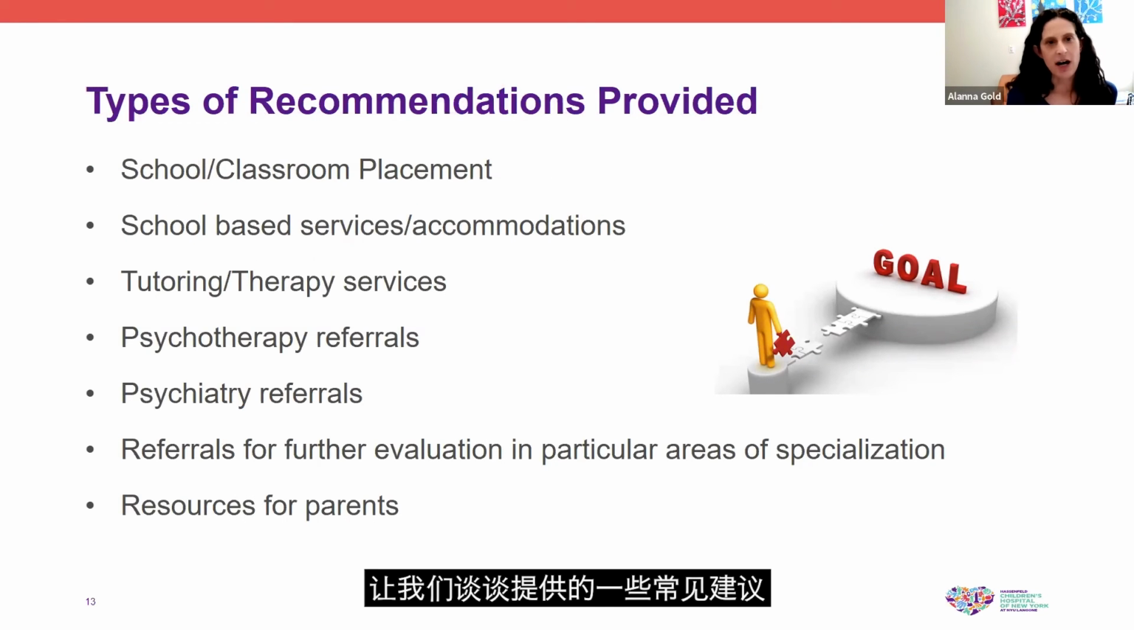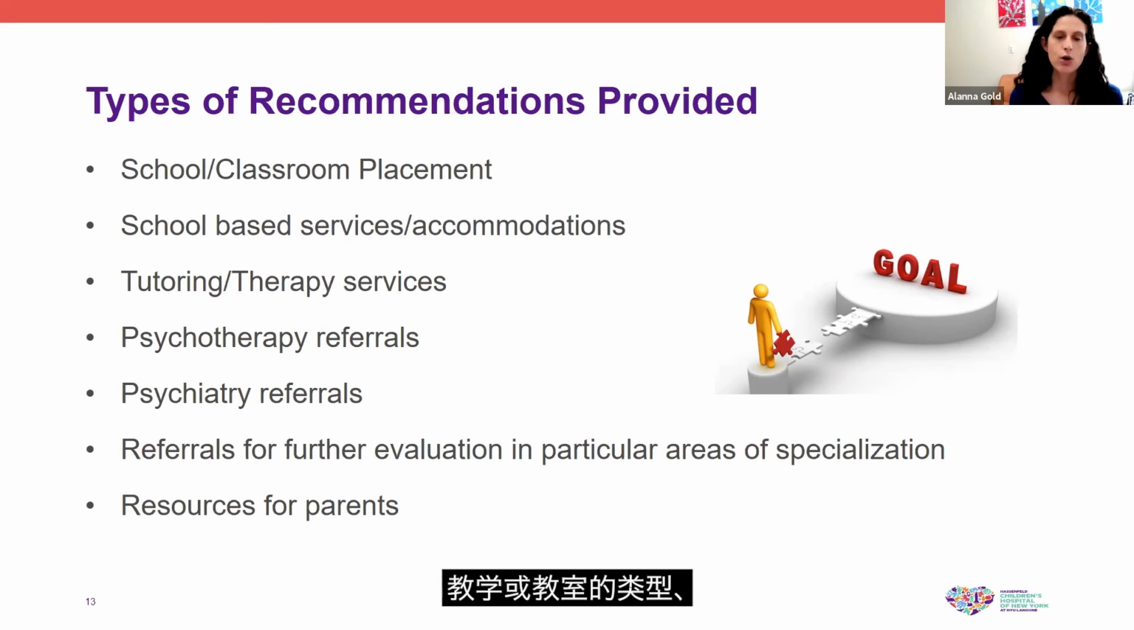Let's talk about some of the common recommendations provided or types of recommendations provided. A neuropsychological evaluation helps to make recommendations about educational placement, such as type of educational setting, type of instruction or classroom, what related services the child should be getting, such as speech language therapy, occupational therapy, counseling, and what accommodations should be afforded to that student. Classroom accommodations, testing accommodations, or maybe assistive technology.